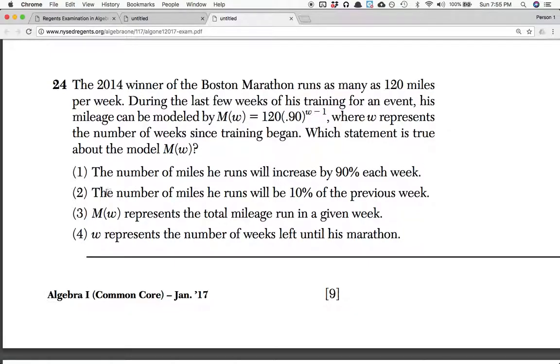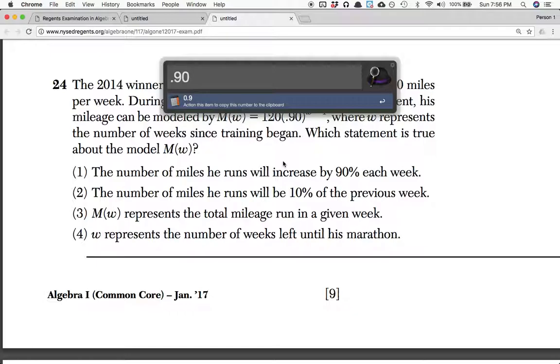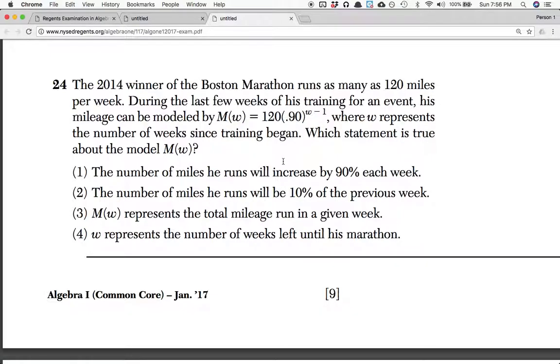And let's take a look at answer choice 2. The number of miles he runs will be 10% of the previous week. Well, no, even though this 0.9 is sort of like a 10%, it's 10% less. If it was just 10% of what he had before, it would actually be that 0.10, that 0.1. So that's not going to be it either.